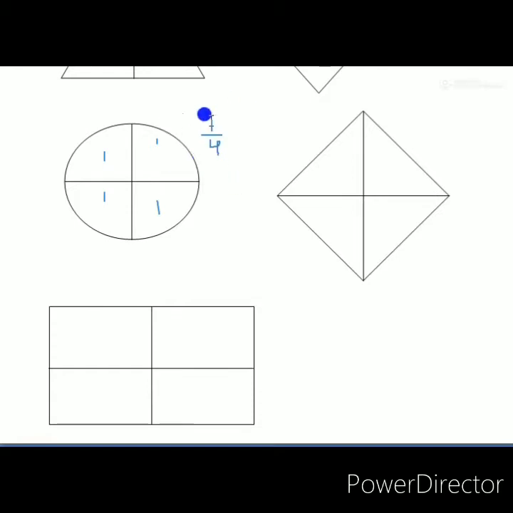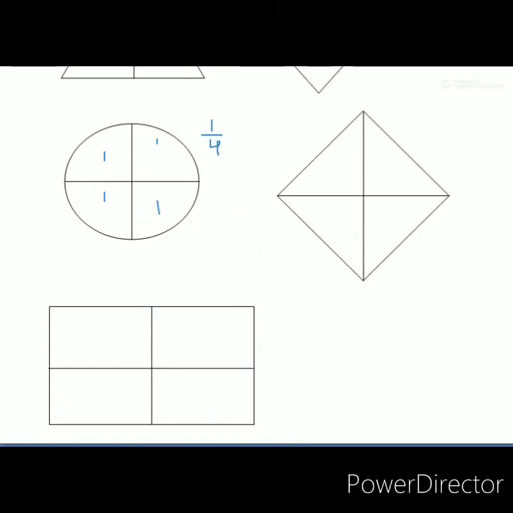The second shape you see, that diamond shape is also divided into four equal parts. Each part is 1 by 4th part or quarter part. That rectangle also has quarter parts. Each part is a quarter part. These are halves and quarters.